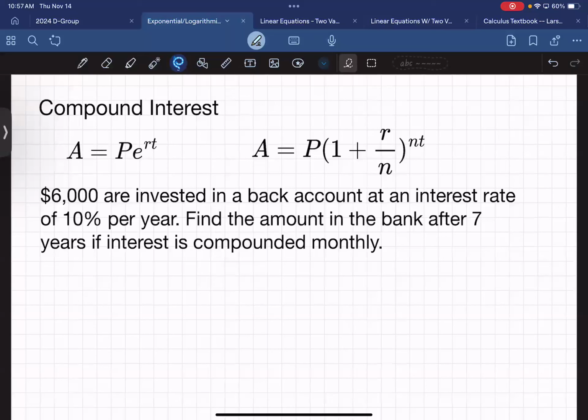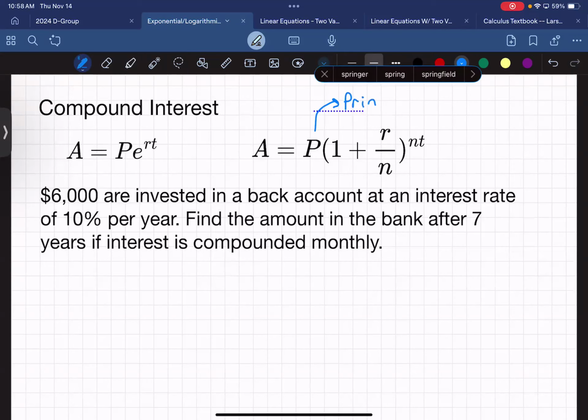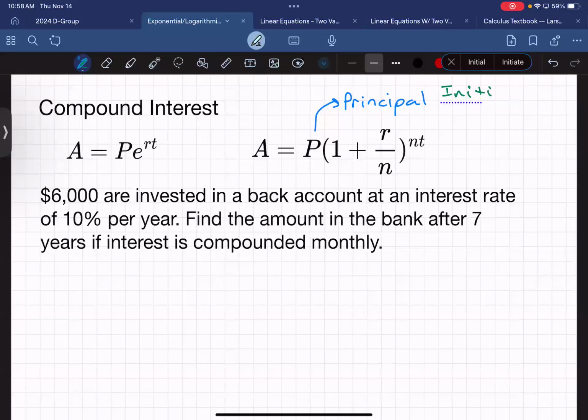Now let's highlight some similarities. What's something that both formulas have? Variable-wise, they both have P. What does P stand for, you think? All right, P is going to be the principal. The principal is the initial amount. So what would be the initial amount for the problem we have right now? The 6,000, right? So this particular number would represent P.